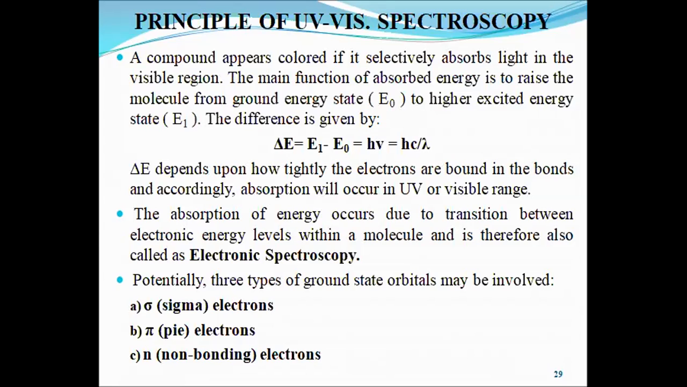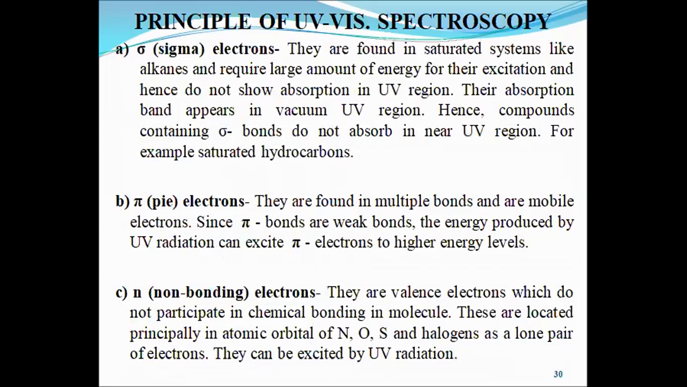The absorption of energy occurs due to transitions between the electronic energy levels present in a molecule, and therefore UV-visible spectroscopy is sometimes referred to as electronic spectroscopy. The photochemical reactions usually are carried out in this UV-visible radiation only. In the UV range, the absorbed radiation causes the valence electrons present in the molecule to shift to their higher energy state. Potentially, three types of ground state orbitals are involved, that is sigma electrons, pi electrons and non-bonding electrons. Let's see these three electrons in detail.